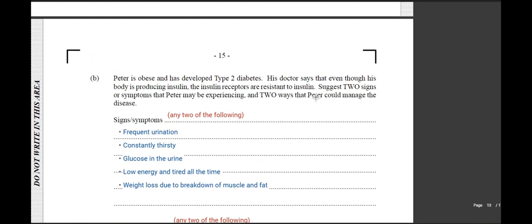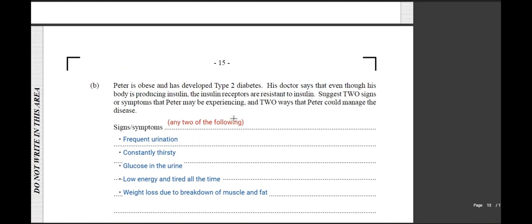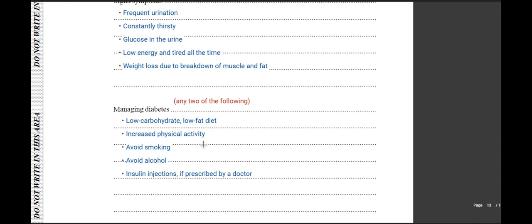So signs and symptoms. These would be the signs and symptoms: urination, thirsty, glucose, etc. Any two of those would apply. Then we have how to manage, right? Low carb, increase exercise, avoid smoking, avoid alcohol, insulin injections if prescribed. If you get to that point where you really need to take insulin injections, then. But the idea is to avoid getting to that point, right?